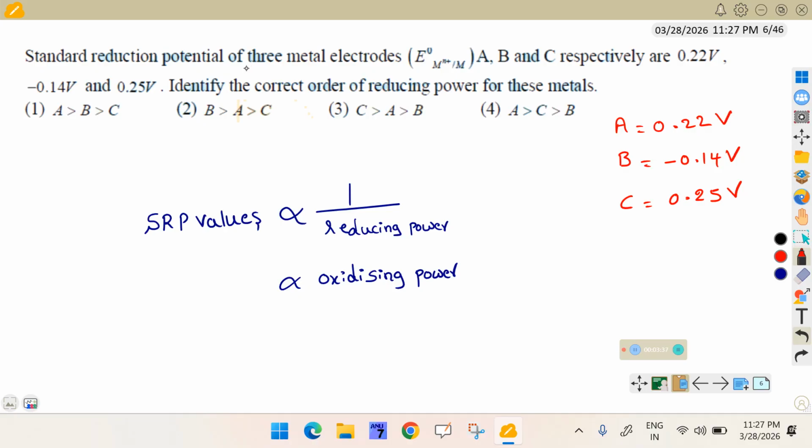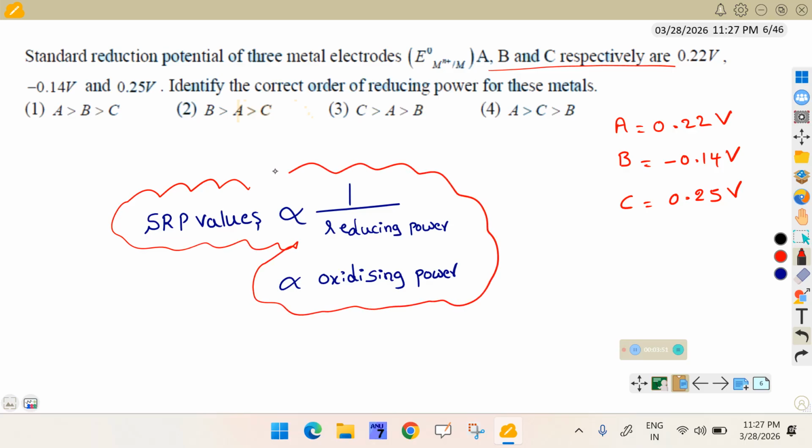Standard reduction potential of 3 metal electrodes A, B, C respectively are given. Identify the correct order of reducing power. Standard reduction potential values are inversely proportional to reducing power. So low standard reduction potential has more reducing power. So B has more reducing power. After that B, after A, after C. Correct option, second option.